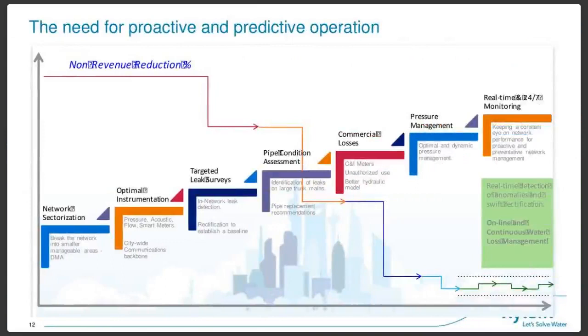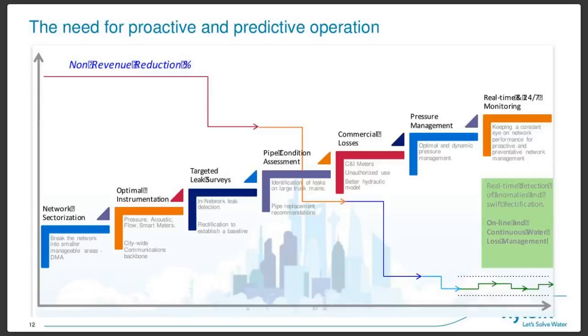Proactive and predictive operation is incredibly important when considering leakage, because there are a lot of things that can be done to reduce leakage in the network, especially in the UK here. Things like sectorizing the network, making sure that those sectorized network areas are correctly instrumented, having targeted leak surveys, assessing the condition of high-value pipes, understanding commercial losses by continually logging customers, pressure management, and so on. And all of these things are reducing the leakage within the network, and they're all activities to get the non-revenue water down.